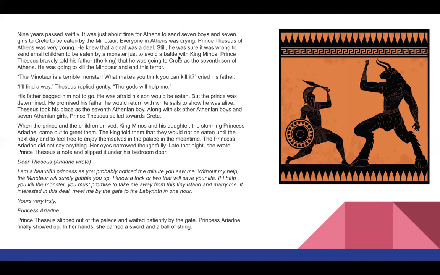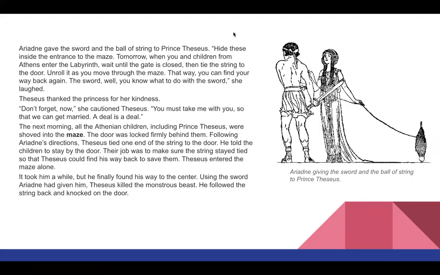Prince Theseus slipped out of the palace and waited patiently by the gate. Princess Ariadne finally showed up. In her hands, she carried a sword and a ball of string. Ariadne gave the sword and the ball of string to Prince Theseus. "Hide these inside the entrance to the maze."